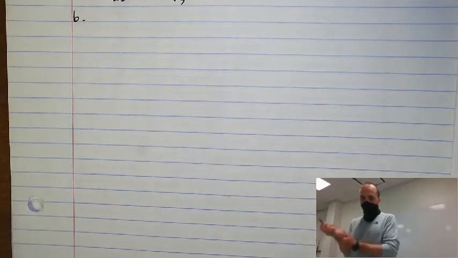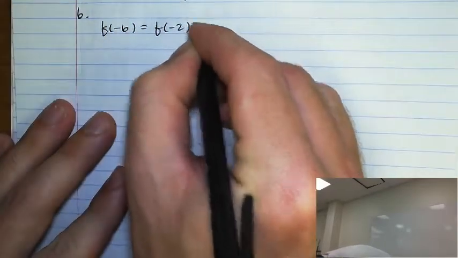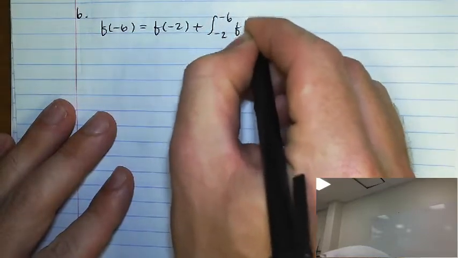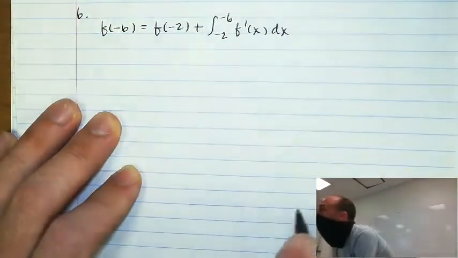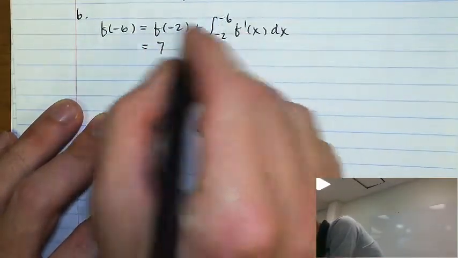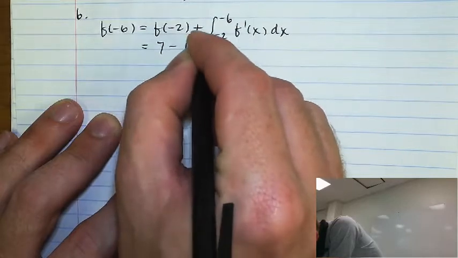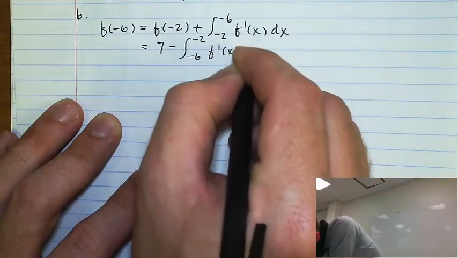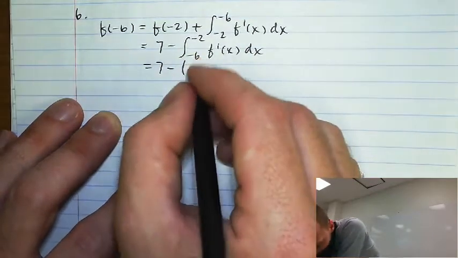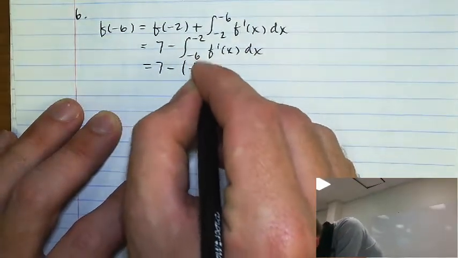So find the values of f of -6 and f of 5. Okay. They gave you f of -2 equals 7. So I'm going to use f of b as f of a plus the integral from a to b of f prime of x dx. And that's equal to 7, but this is backwards, so minus the integral from -6 to -2 of f prime. And that's 7 minus, and that's a triangle, so 1/2 times 4 times 2.